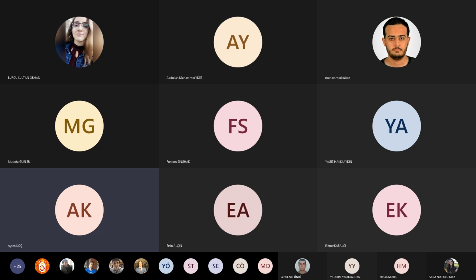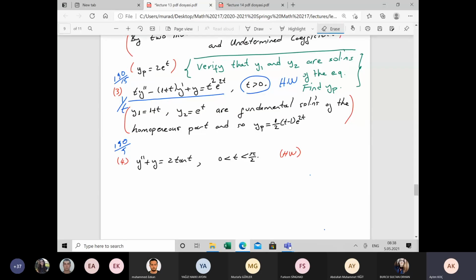Let's consider again problem 3 on this page. This question is from our book: t y double prime minus (1 + t) y prime + y equals t squared e to the 2t. The right-hand side should be t squared e to the 3t.